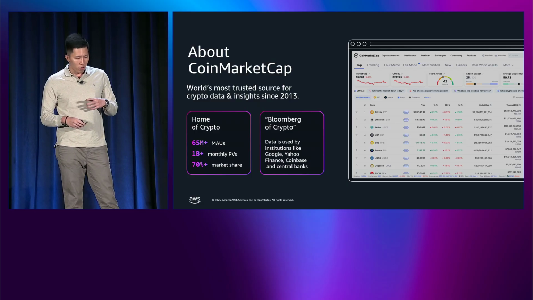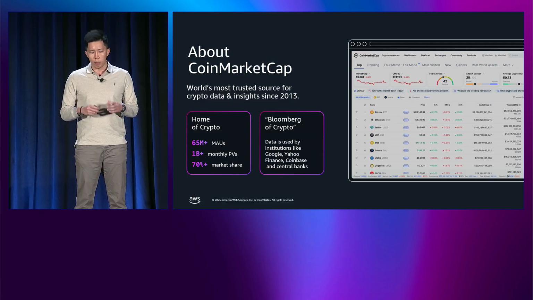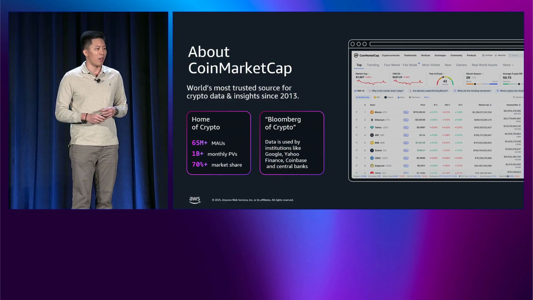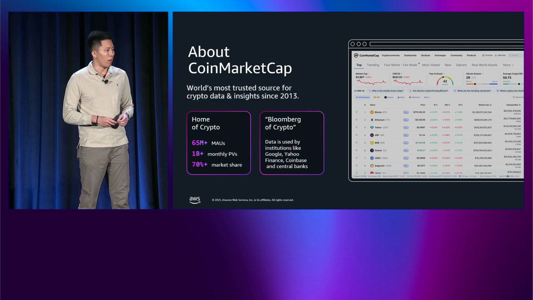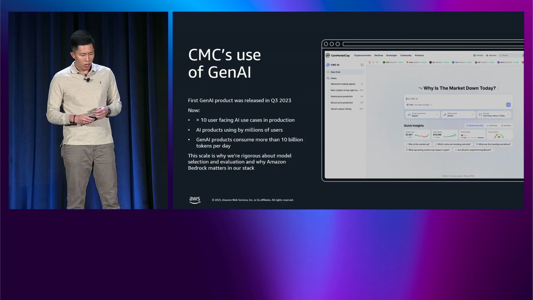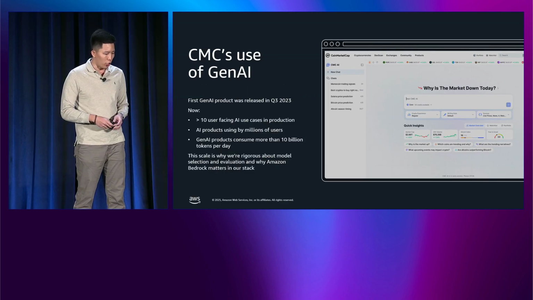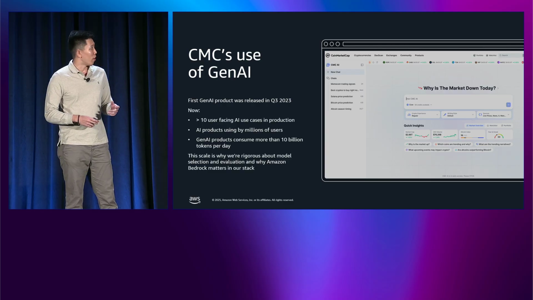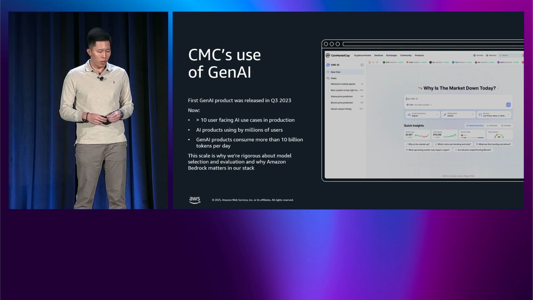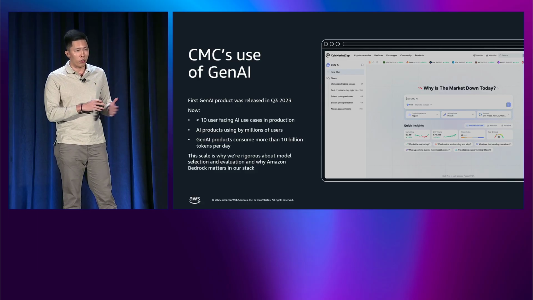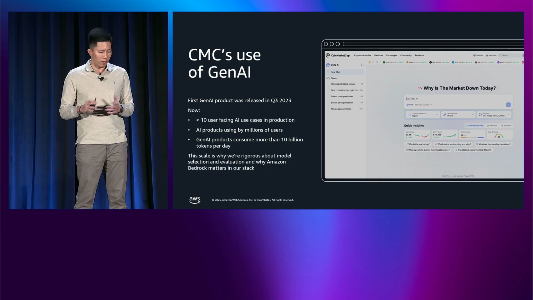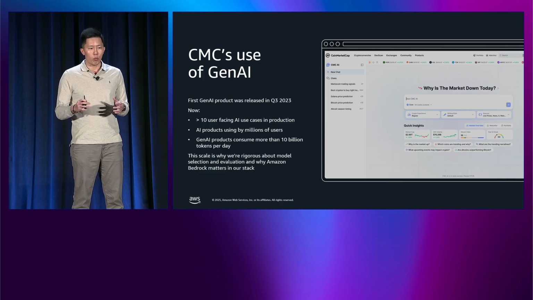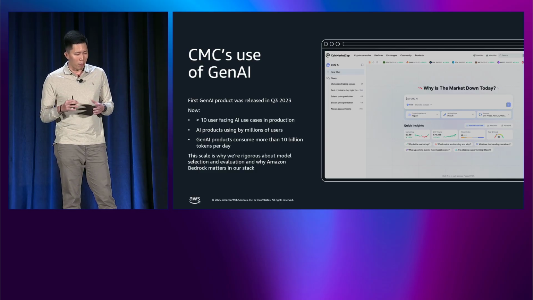If you're more familiar with traditional finance, we're often referred to as the Bloomberg of crypto. We have more than 1 million API users, with institutions like Google, Yahoo Finance, Coinbase, and central banks around the world using our crypto data. Our Gen AI journey started in Q3 2023, and since then, we have more than 10 user-facing products in production. Our AI products are used by millions around the world, and since 2023, we have consumed trillions of LLM tokens, and today, we consume more than 10 billion LLM tokens every single day. This scale is exactly why we are rigorous about our model selection and why Amazon Bedrock matters in our stack.